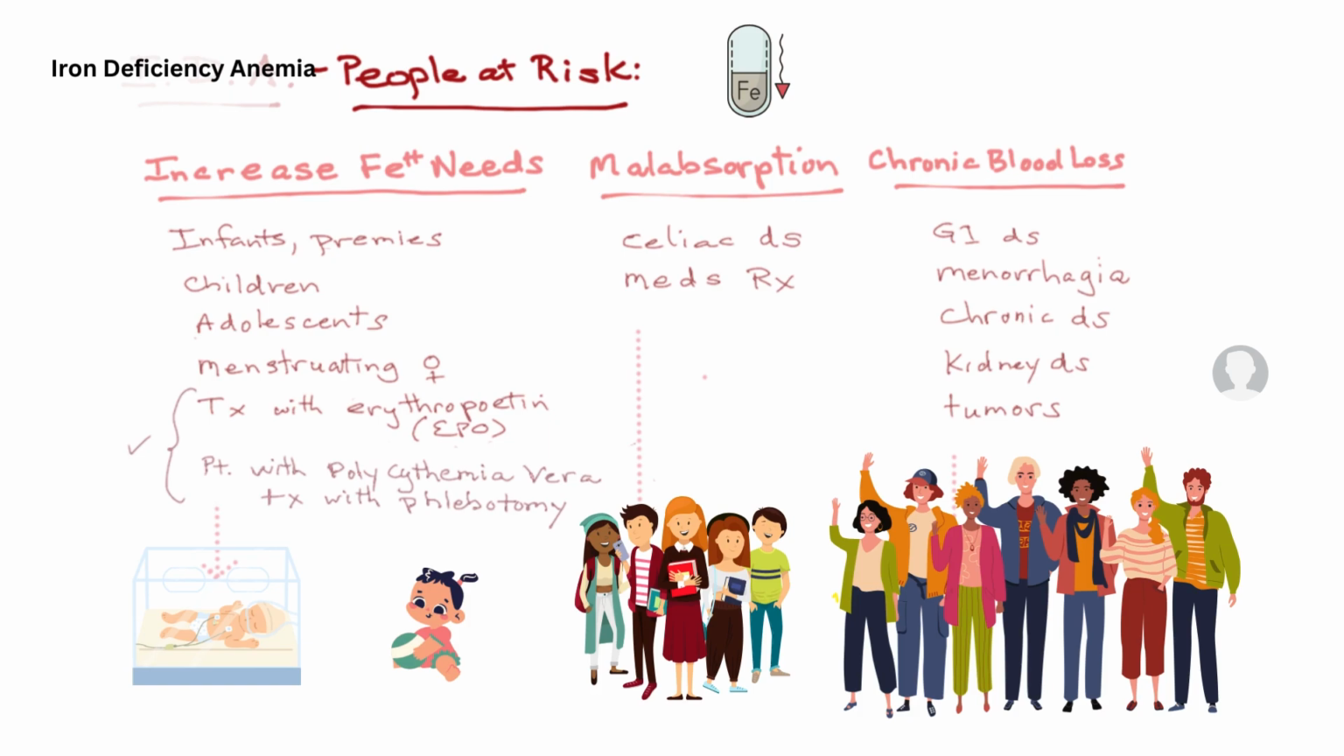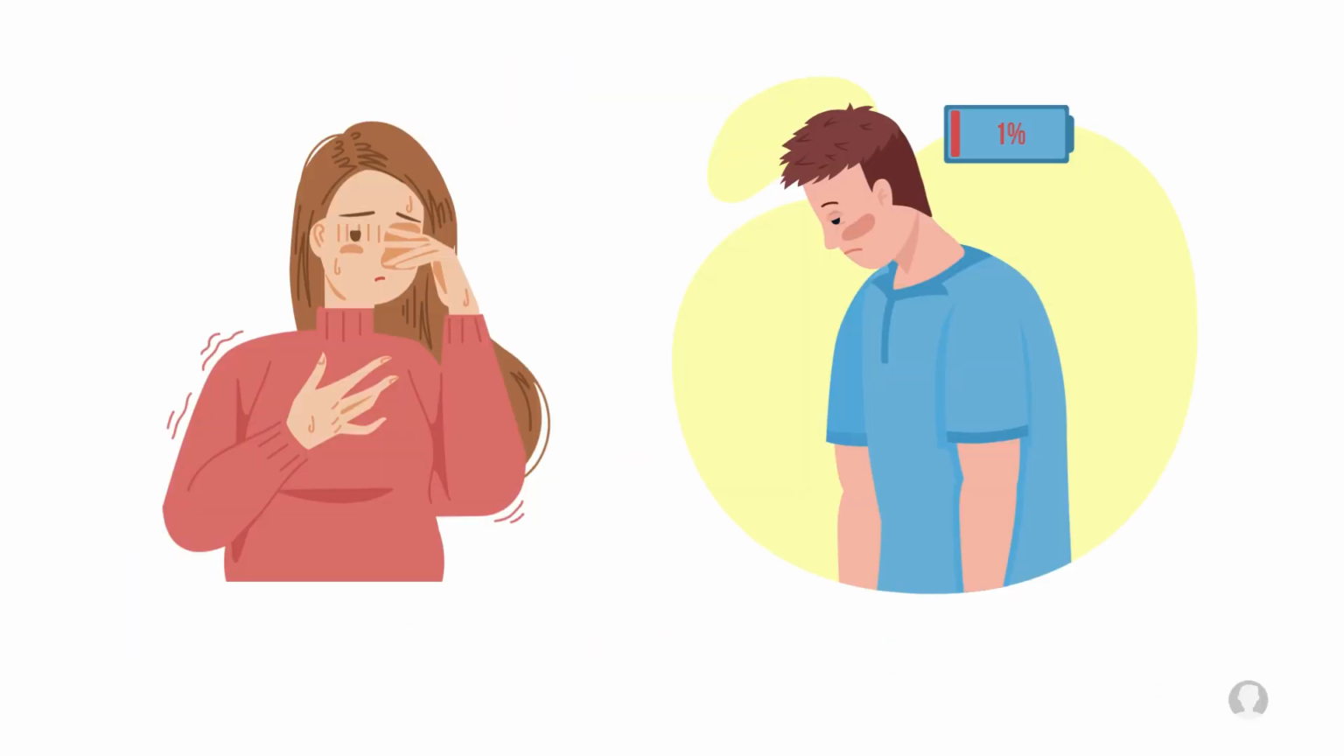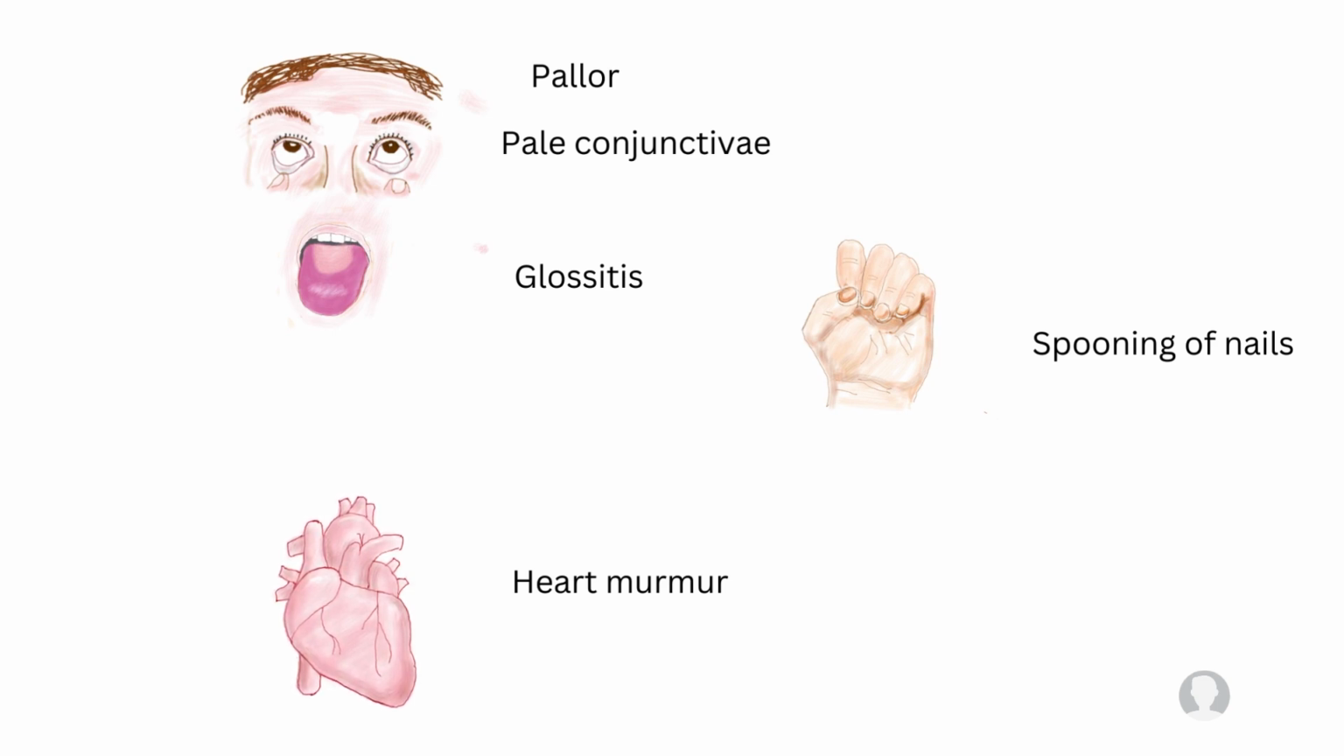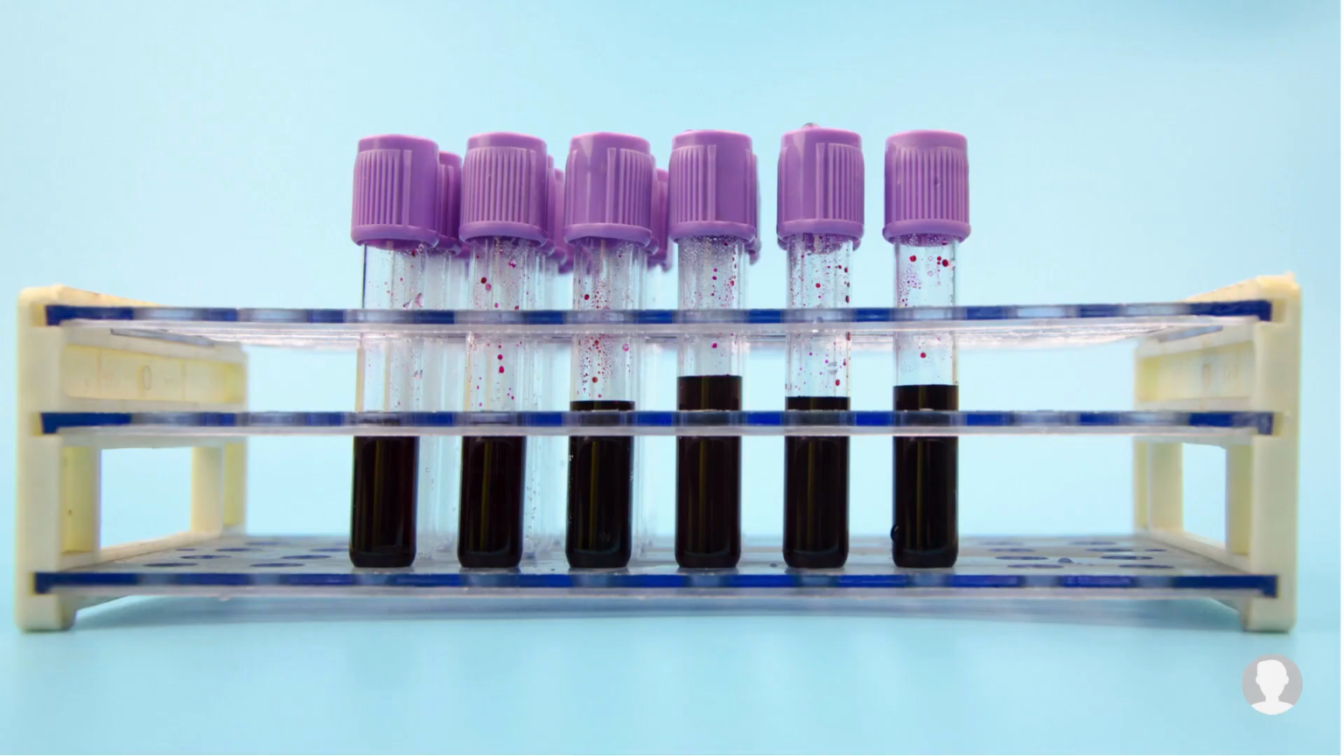Malabsorption syndromes and chronic blood loss often lead to iron deficiency anemias. General symptoms of anemia include feeling tired, fatigue, weakness, shortness of breath, dizziness, and confusion, feeling like passing out. Besides looking pale with pallor, these patients with anemia present with pale conjunctiva, glossitis, spooning of the nails, and heart murmurs. Initial lab workup should include a CBC with differential and retic count.